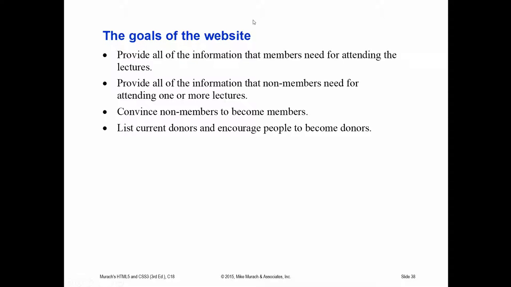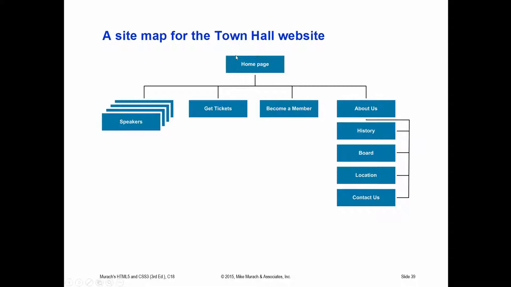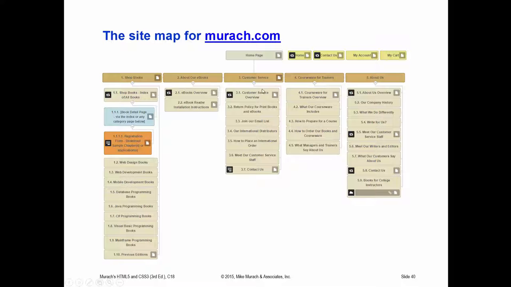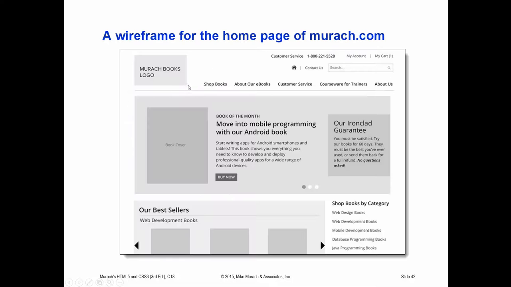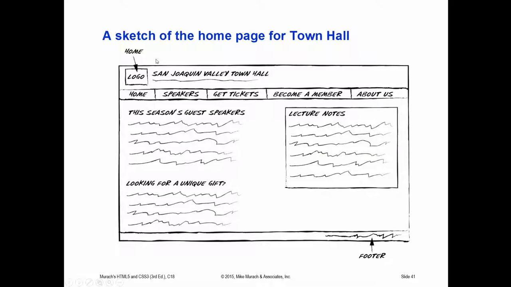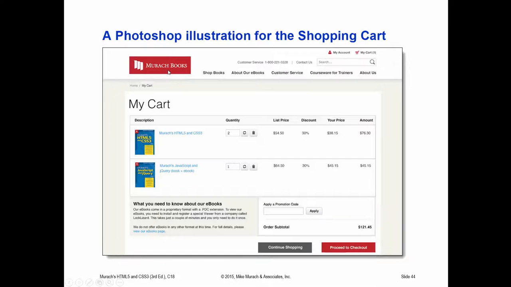But we want to know the goals of our website, what we're going to do, how we're going to do it, etc. Maybe we should do something like some kind of a sitemap. All right. Maybe we should do some kind of a wireframe or some kind of a sketch to go to a wireframe. I don't know.